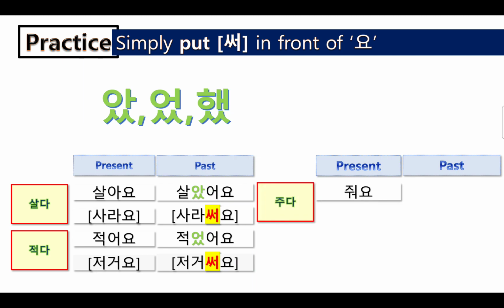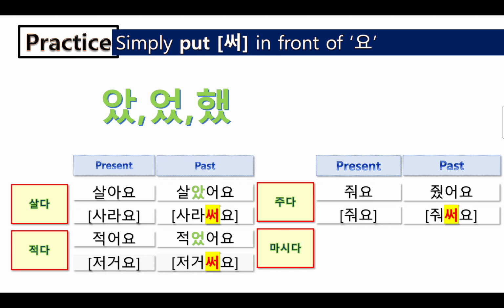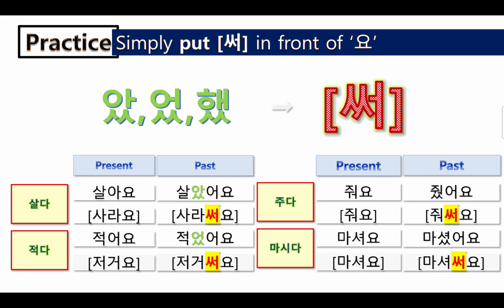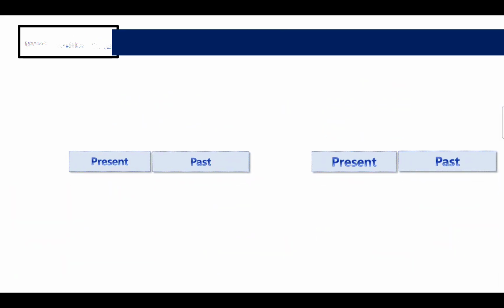주다, 줘요. And same past tense, 줬어요. So 줬어요. Simply put 서 in front of 요. And 마시다, 마셔요. And pronunciation is the same. And past tense, 마셨어요. Okay, 마셨어요. So just simply put 서 in front of 요. And here it's also the same.